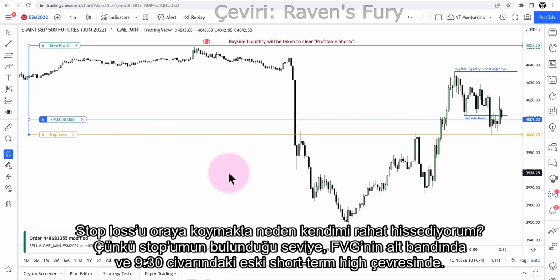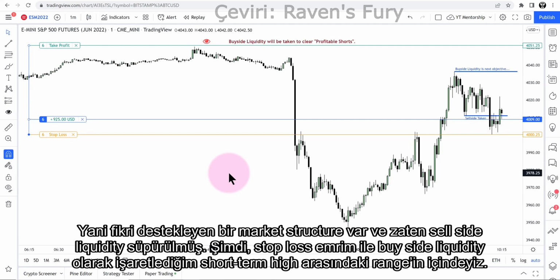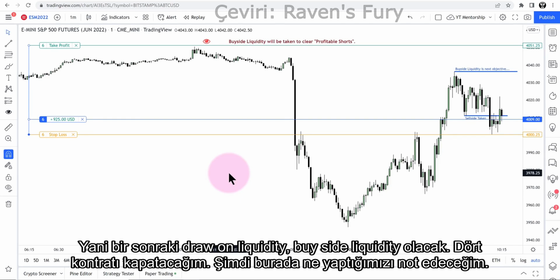Why do I feel confident about placing my stop loss there? Because if you look where I have my stop, it's basically inside of the lower end of that fair value gap and the old short-term high around 930. So I have market structure supporting the idea, and we've already taken sell side liquidity out. We're back inside the range between where my stop loss order is and the short-term high I have noted for buy side liquidity. So buy side liquidity is the next draw on liquidity. I'll take 4 of the contracts off.